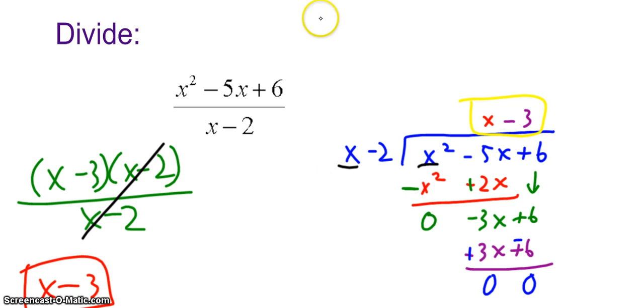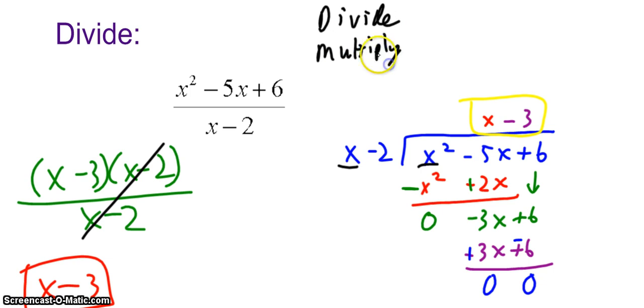So we divide, multiply, subtract, and then repeat. That's the process. Every time with the division step, you're only dividing by the first term in the divisor. Okay, so what is x squared divided by x? It's x. That was division.